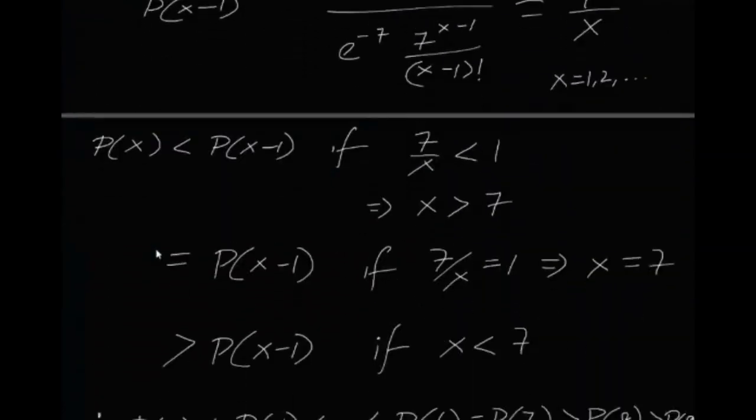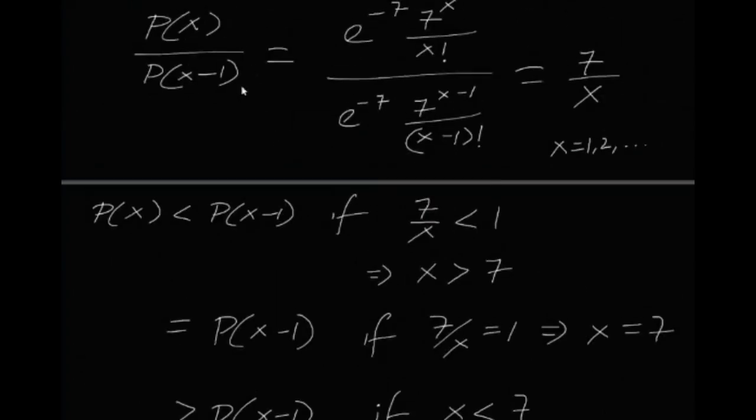So p of x by p of x minus 1 is nothing but 7 by x, right? So what is this? p of x is less than p of x minus 1 means this ratio is less than 1, because p of x by p of x minus 1 is nothing but 7 by x. So p of x less than p of x minus 1 is the same as 7 by x less than 1, which just means that x is greater than 7, right? So p of x less than p of x minus 1 will hold if x is greater than 7. That means if x is 8, 9, 10, and so on, this will hold.